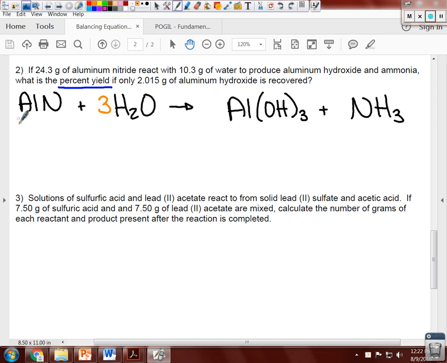So we've got 23.4 grams of this stuff, and we've got 10.3 grams of that stuff, and we're trying to find the theoretical of aluminum hydroxide. So that's going to be the issue. Now let me ask you something. Nowhere in there does it tell you that you need the grams of aluminum hydroxide, but again, how is it implied?